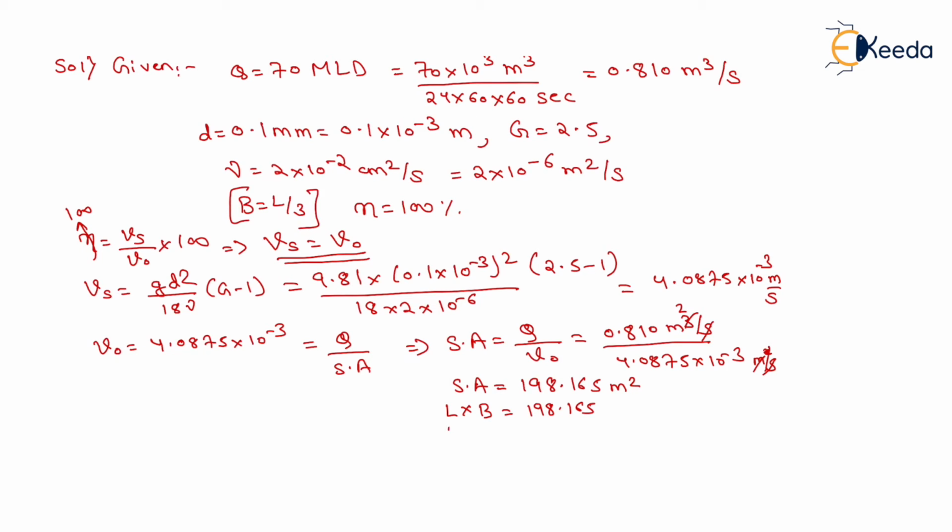So we write it as L into L by 3 equals 198.165. After solving this equation, that is 198.165 into 3 and taking the square root of this value, the answer comes out as 24.38 meter, which is approximately 24.4 meter. That will be the length of the sedimentation tank for this much discharge and for 100% efficiency. The length will be equal to 24.4 meter.